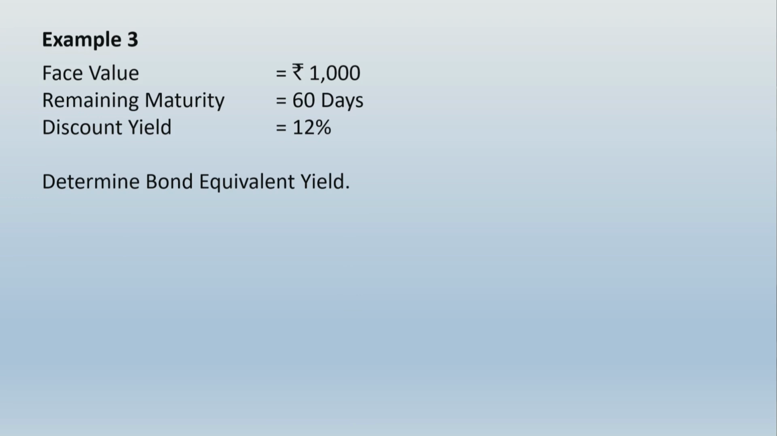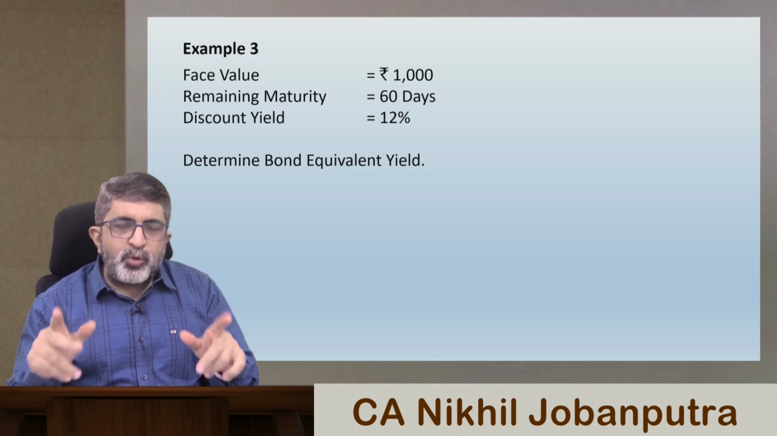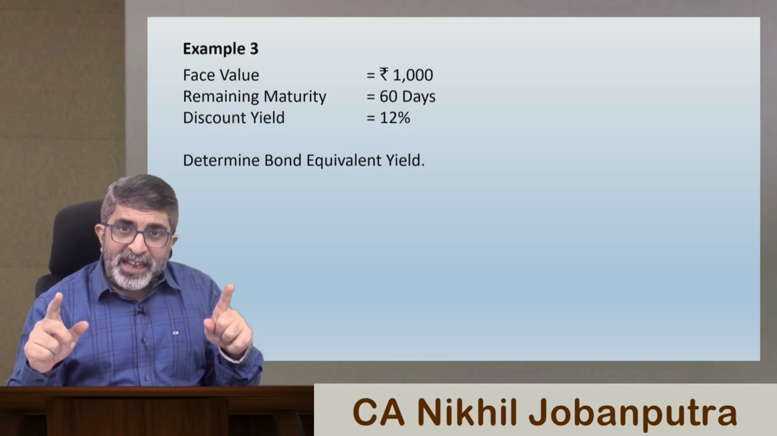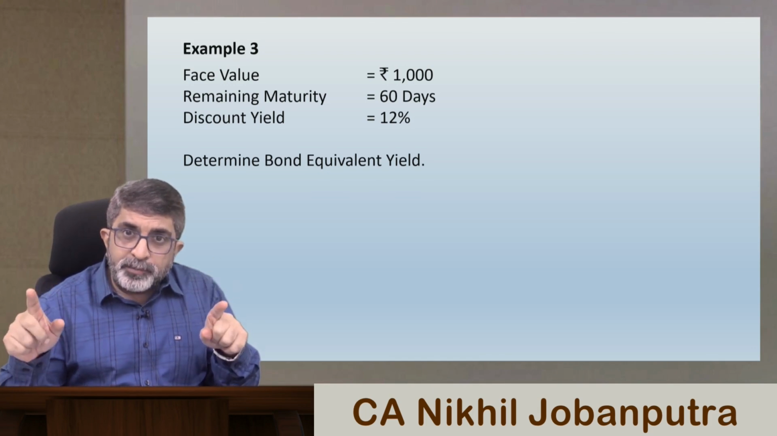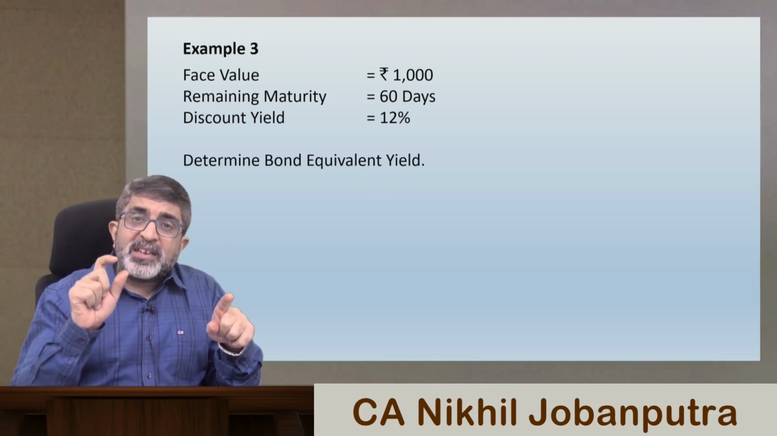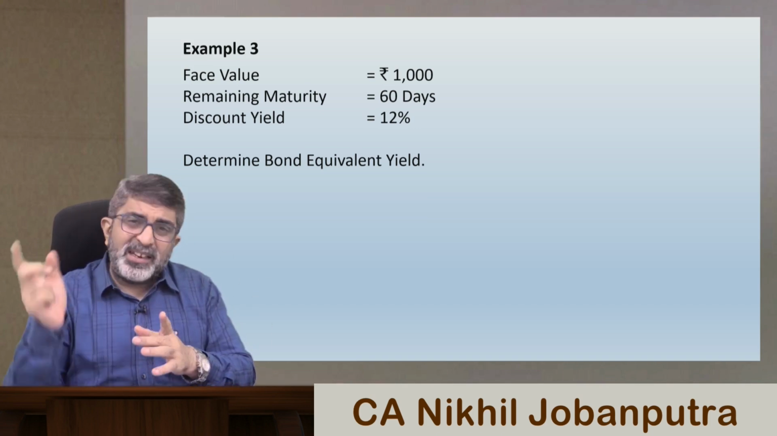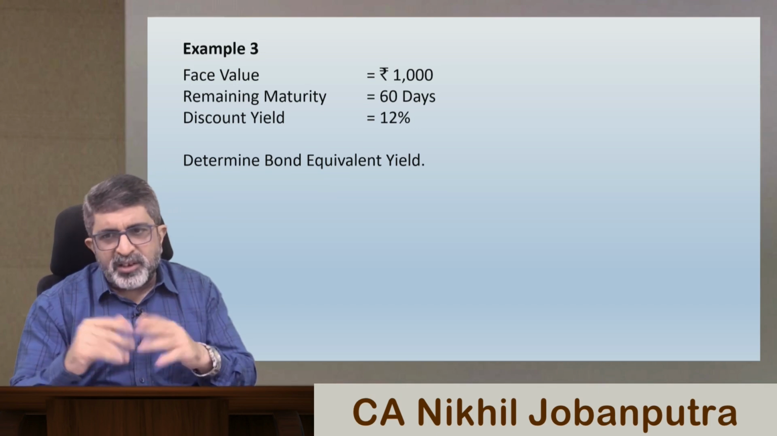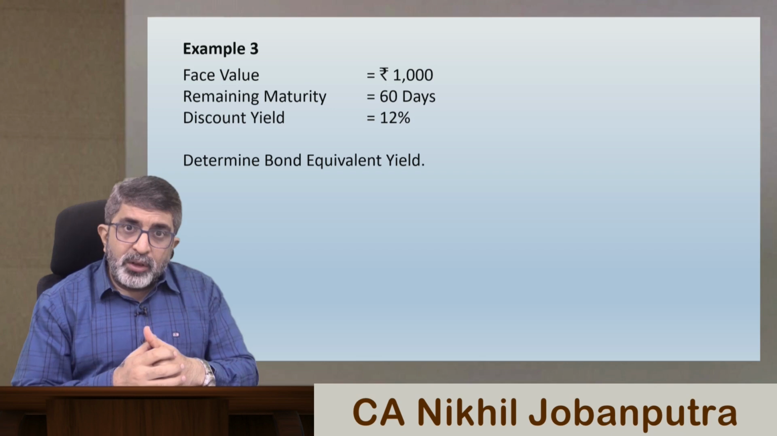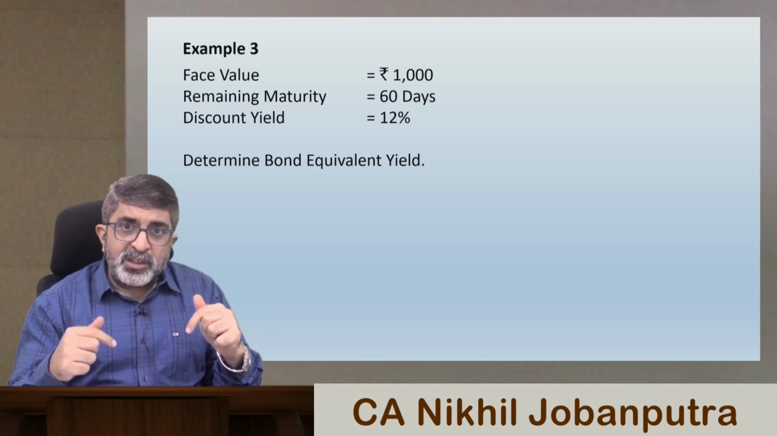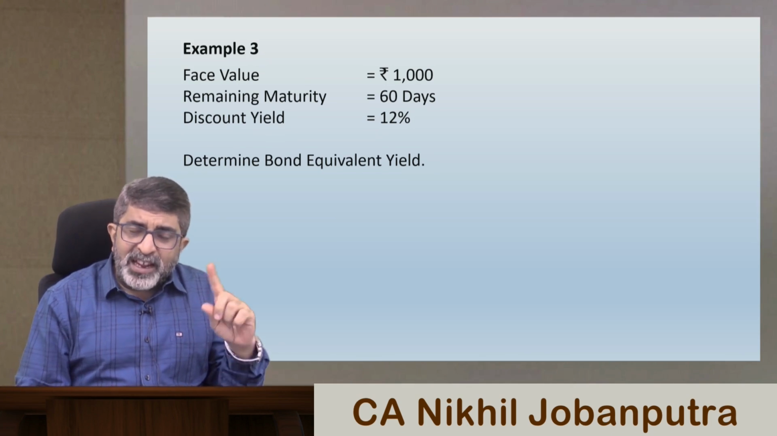Now the point over here is when you compute the discount yield, the gap between the price and the face value, you will be taking as the numerator, and in the denominator you must take the face value. The price is not given over here, but discount yield is given to you as 12%. That can be written in absolute form as 0.12. And through this information they have asked you to compute the bond equivalent yield, just like the previous example.